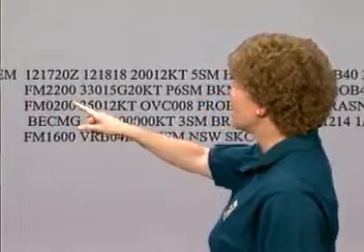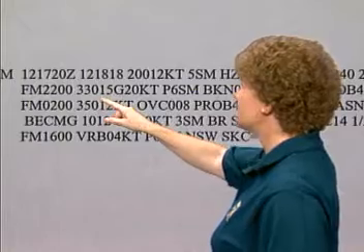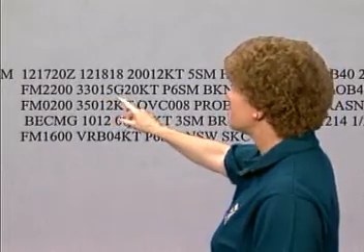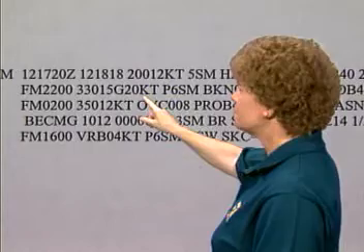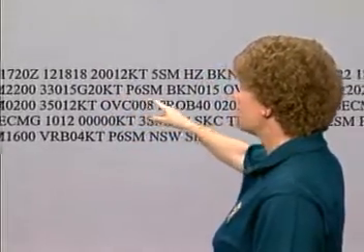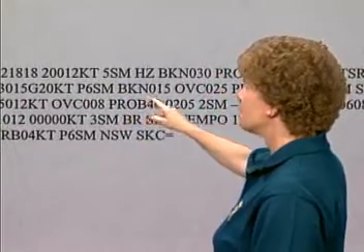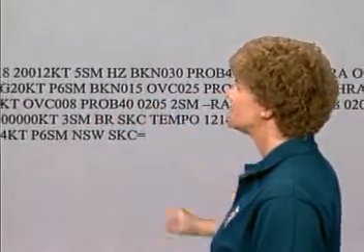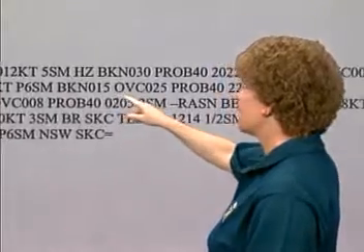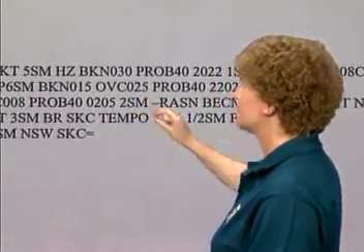Remember, the wind always comes first. The wind is forecast to be from 330 degrees at 15 knots. The G stands for gusting, so it's gusting to 20 knots. The visibility is forecast to be P 6 statute miles. The P stands for plus, and what that means is the visibility will be more than 6 statute miles. They're also forecasting a broken cloud layer with bases at 1,500 feet, along with another layer, an overcast layer with bases at 2,500 feet.